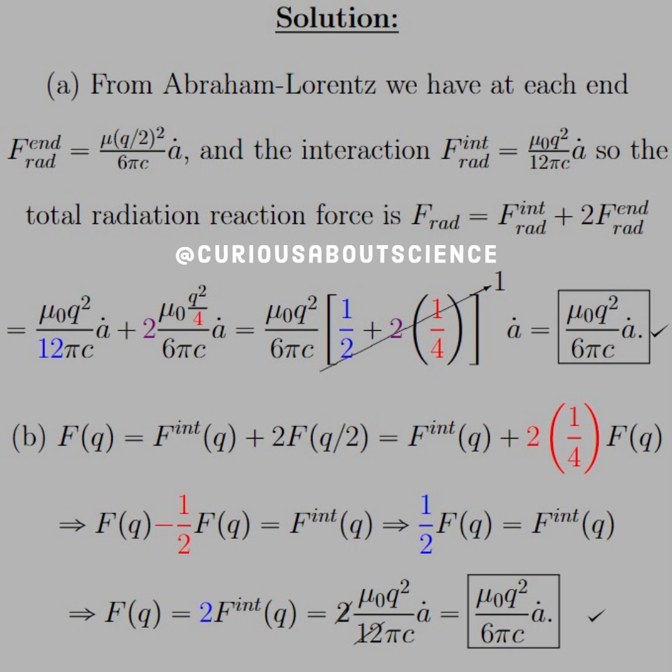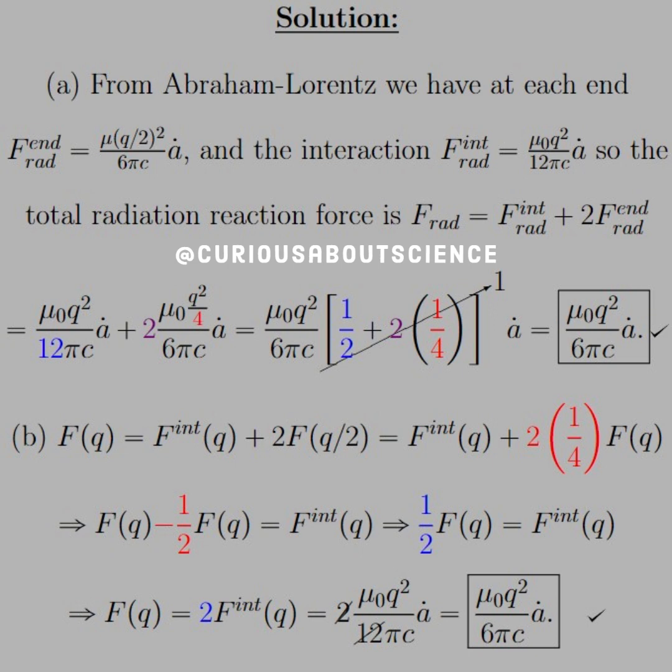Part B, we want F of Q equal to F_int, the interaction of Q, plus 2F of Q divided by 2. So for this, we just take that 2 times the 1/4, which we saw how we got. And now we just add the two forces together. And so the 2 times 1/4 gives us a 1/2. So we subtract the F of Q to the other side to put like terms together. And we see that combines to 1/2 F of Q equals F_int of Q. So if that's the case, we solve that for F of Q and we just get 2F interaction. And if that's the case, we take that 2 and divide, reducing that 12 to 6, and we get what we're looking for.